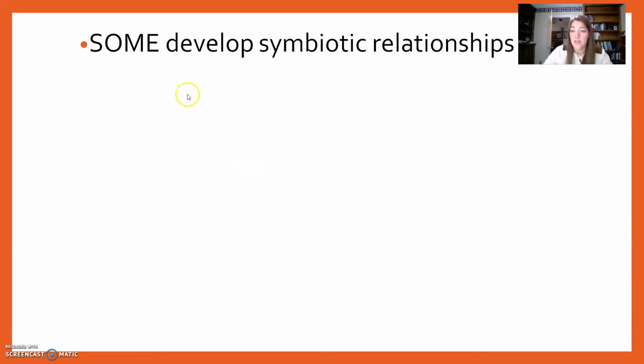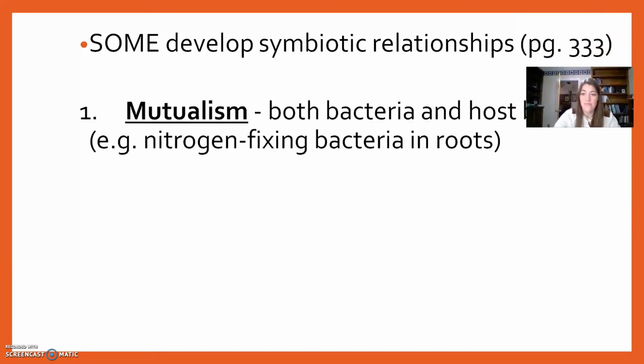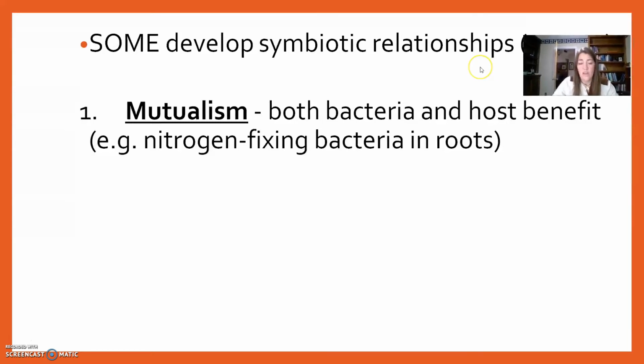Now, some of them have developed what we call symbiotic relationships. The first one is called mutualism. This is when both the bacteria and the host can benefit. So a lot of nitrogen fixing bacteria are in roots. Plants have to have nitrogen in order to survive, and so having that bacteria down there to help fix it or help get it usable for them is very critical.